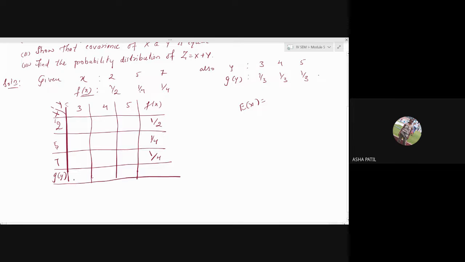When y is 3, 4, 5, all the probabilities are 1 by 3. You can see that the sum will be 1. 1 by 3 plus 1 by 3 plus 1 by 3 is 1. Similarly, 1 by 2 plus 1 by 4 plus 1 by 4 is also 1. 1 by 4 plus 1 by 4 is 1 by 2, plus 1 by 2, you get again 1. Okay. Now, I want the joint probability distribution. How will you write it?